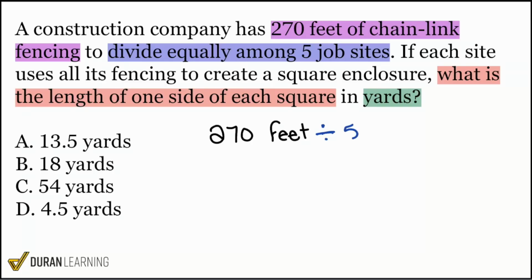Let's divide by 5. And once I divide by the 5, everybody, look at what the information says. It says that each of these sites uses all of the fencing that's given to it to make a single square. So after I divide by 5, everyone, that number that I'm going to get, it's going to be 54. That number that I'm going to get represents one square's perimeter.